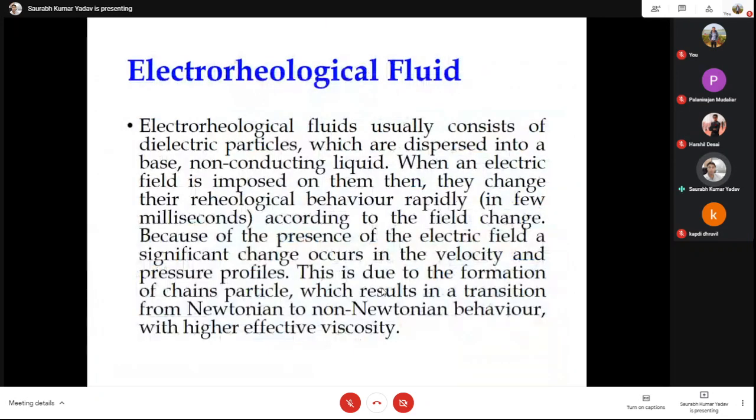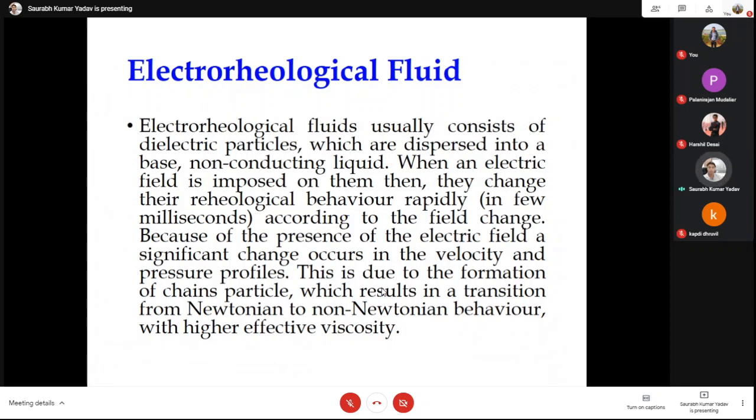So nowadays, this lubricant is quite developed. Various researchers, electrorheological lubricant, electrorheological fluid, are used in machines. The property of this lubricant is that on adding an electrical field, its viscosity changes. This kind of concept first comes in suspension, like the electrorheological suspension systems.